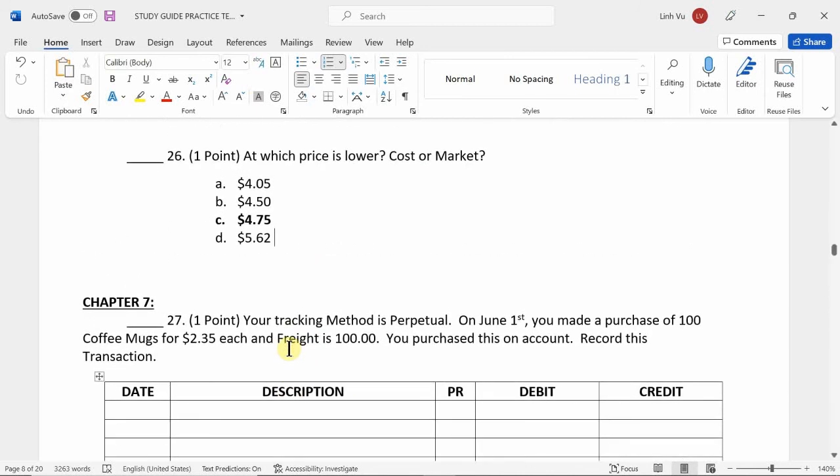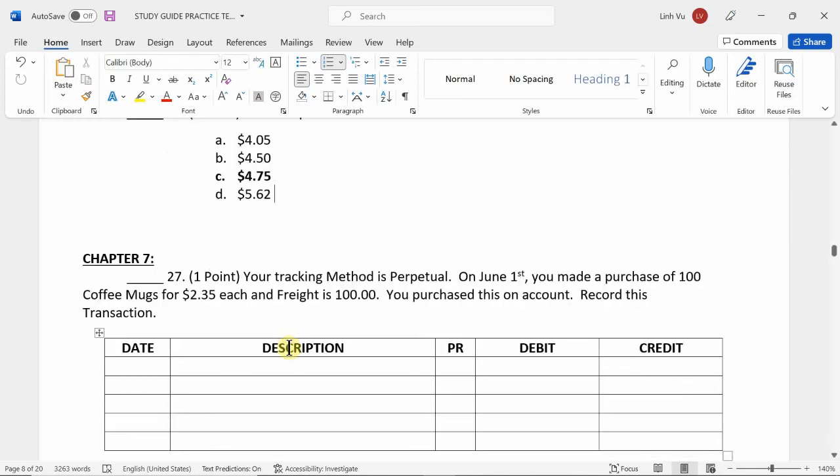So chapter 7 and chapter 8 were dealing with perpetual inventory. Number 27 here, your tracking method is perpetual. On June 1st, you made a purchase of 10 coffee mugs for $2.35 each, and freight cost you $100. If you purchase this on account, record this transaction.